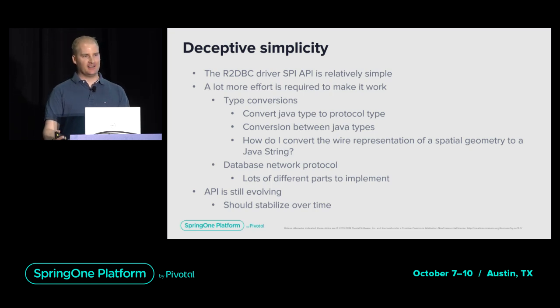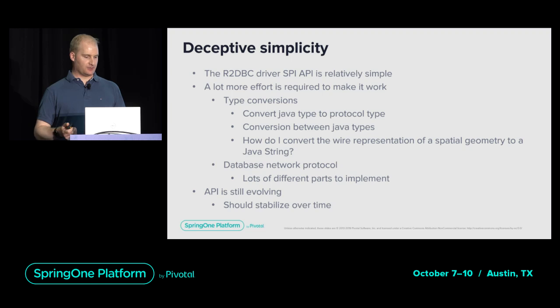Two things I want to highlight are type conversions and the actual database protocol. Type conversions you can have on two levels. One is since you operate on the database wire level protocol, you need to convert the wire representation of a type to some Java object. And so first you need to figure out which database type could fit which Java object, and then how to really serialize that onto the stream and get it back from it.